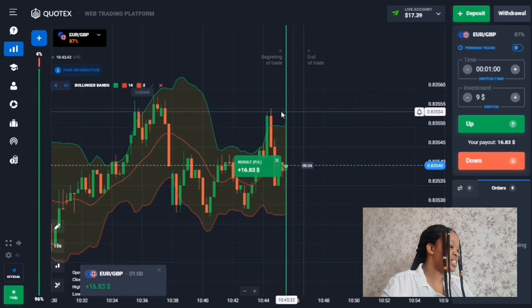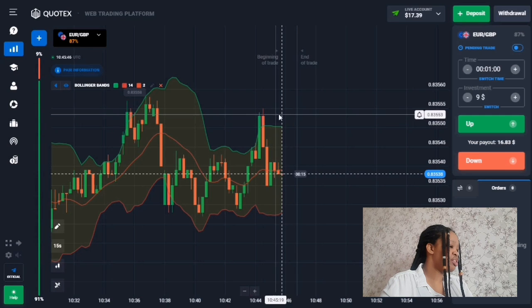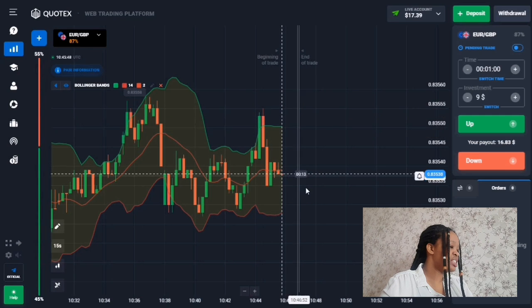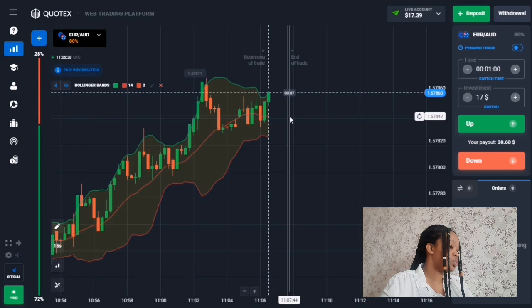Okay, to analyze this trade, you can see that there was a rollback down and the situation was profitable again. The price exited the indicator, thereby helping me determine the boundaries. So I think I'm ready to continue.